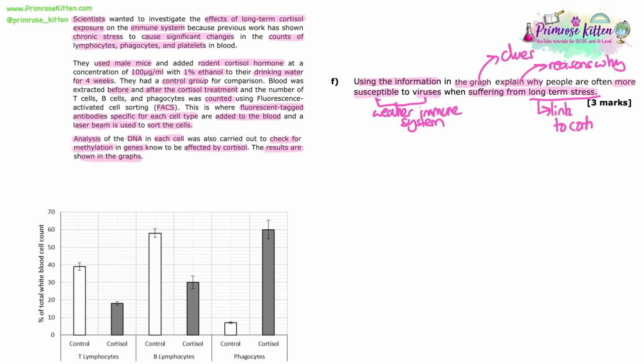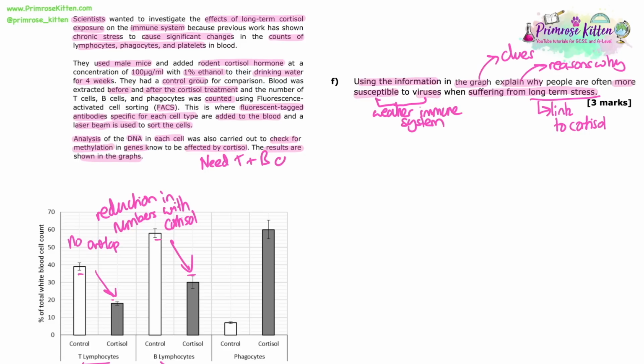What has happened to the white blood cells? How can we link that to this idea of a weaker immune system or not having the ability to fight off a virus? So we can see on the graph clearly the number of T lymphocytes and B lymphocytes decreased, and there's no overlap between those error bars. So that's a significant decrease for both of them with cortisol being present or high levels of cortisol being present.